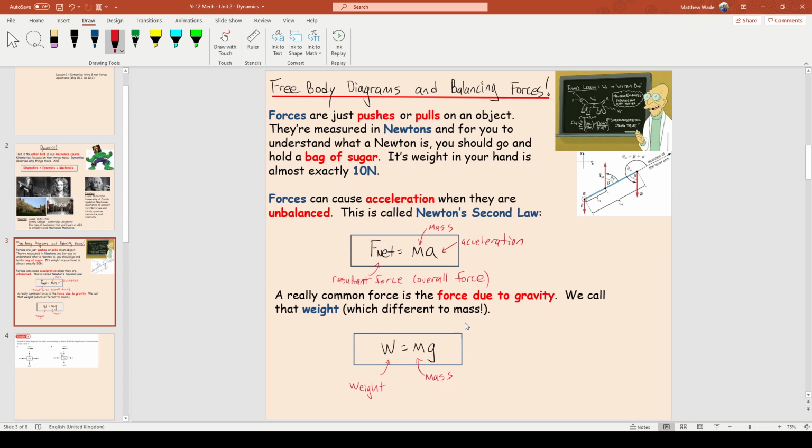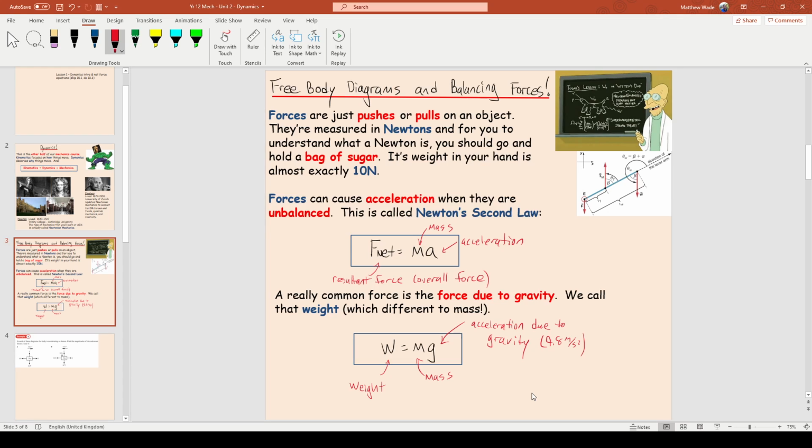And do you guys remember what g is? Well, yeah, it's the acceleration due to gravity. Do you remember what the number is? Yeah, 9.8 meters per second squared near the Earth's surface is the acceleration due to gravity. Cool beans, buddies? Okay, sweet.